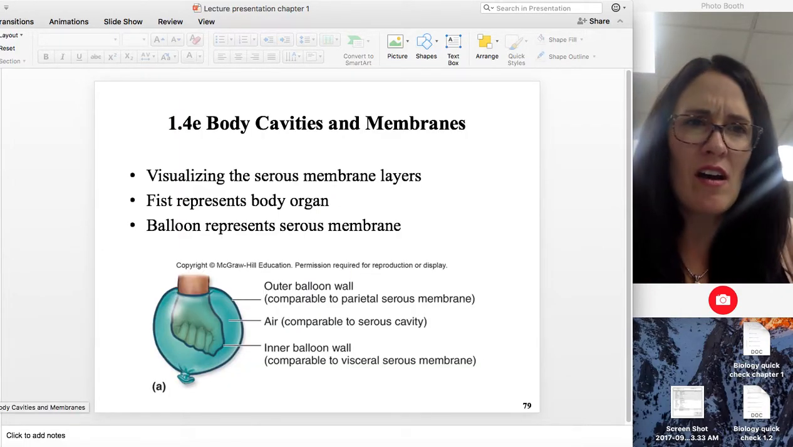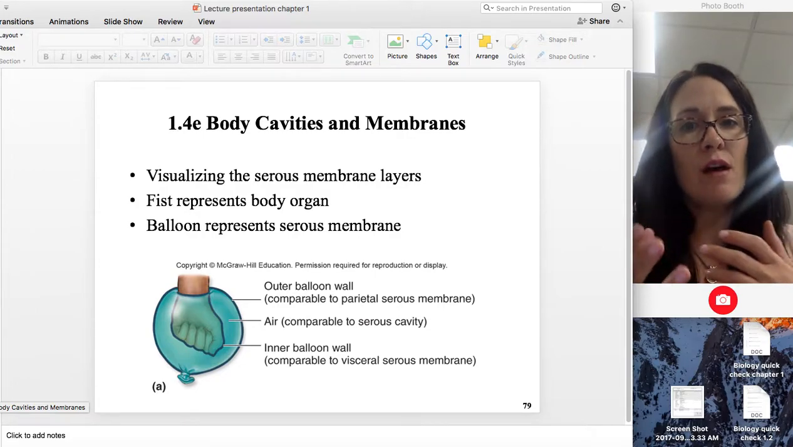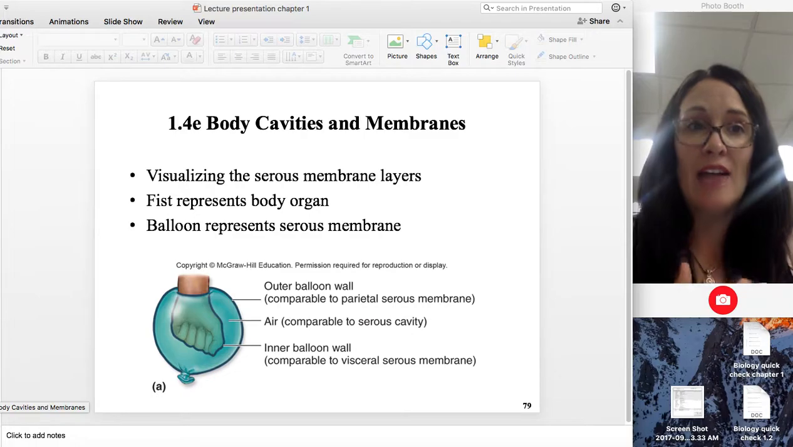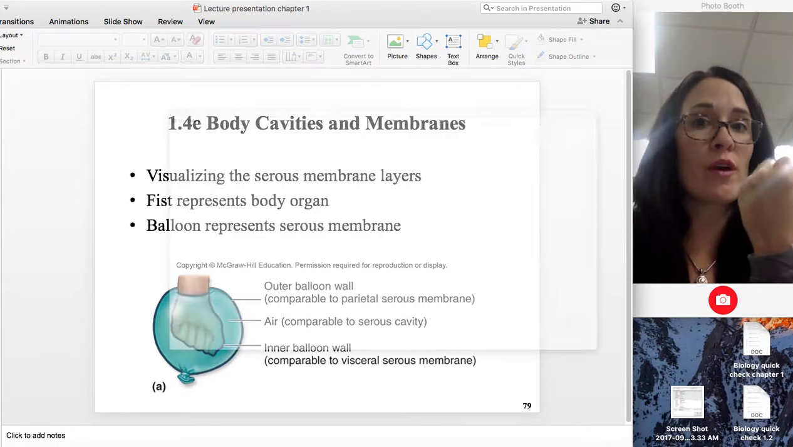Serous membranes are kind of hard to understand right away. So this image of a fist in a balloon is actually a really good one. So think of your fist as the organ.